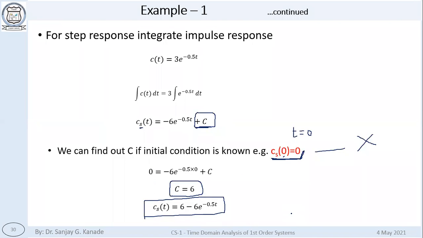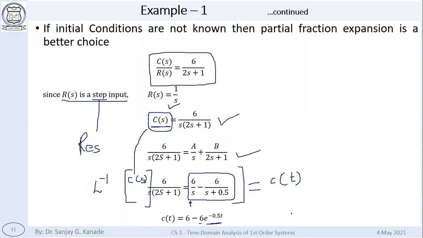See here, 6 minus 6 e raised to minus 0.5 t. Here also we get 6 minus 6 e raised to minus 0.5 t. Okay. So this is how you can find out the step response from the impulse response. You can also do this vice versa. If the step response is given, you can find out the impulse response from that. From the impulse response, you can find out the transfer function. Even from the step response, you will be able to find out the transfer function.